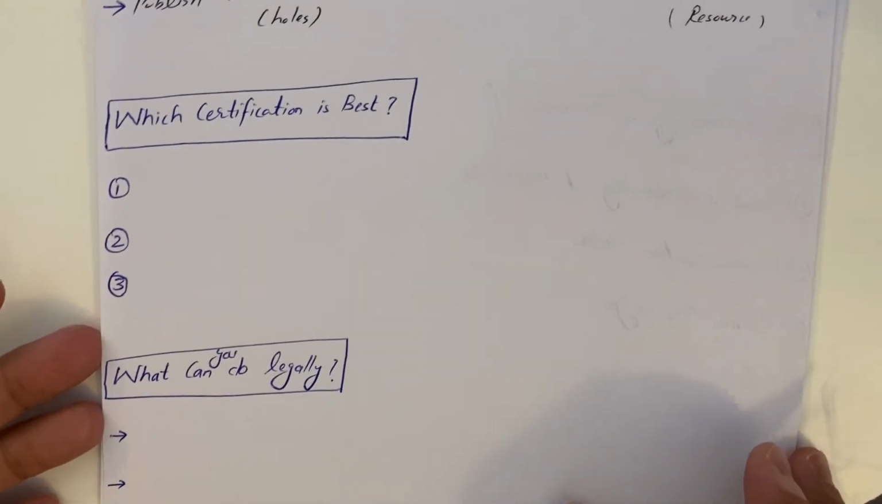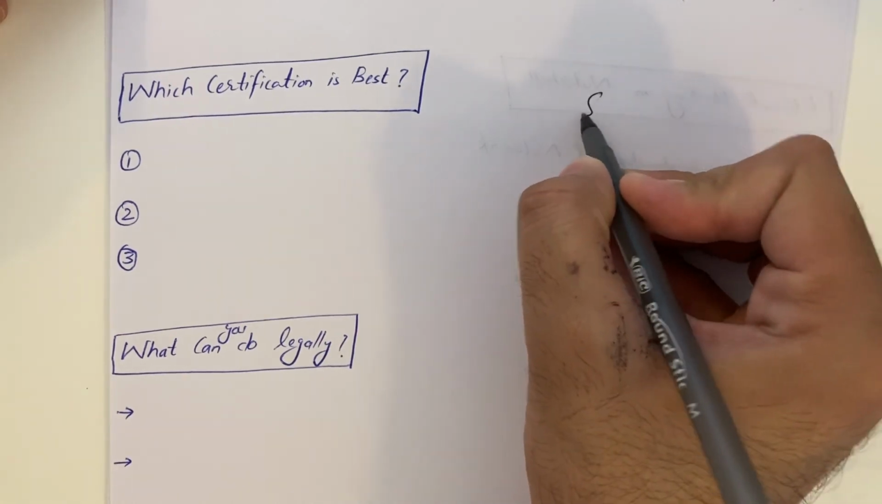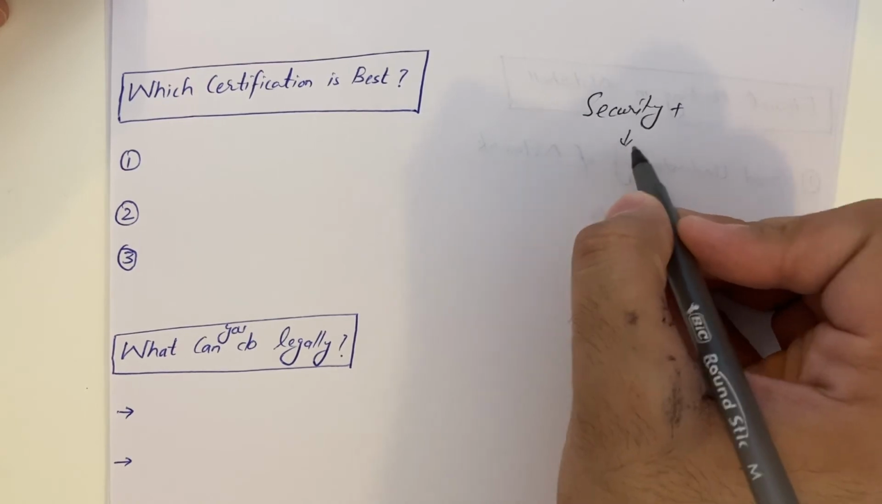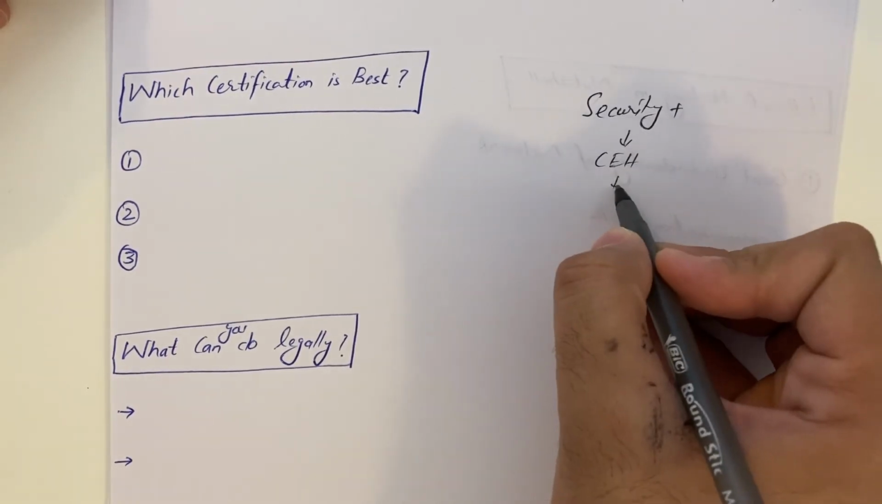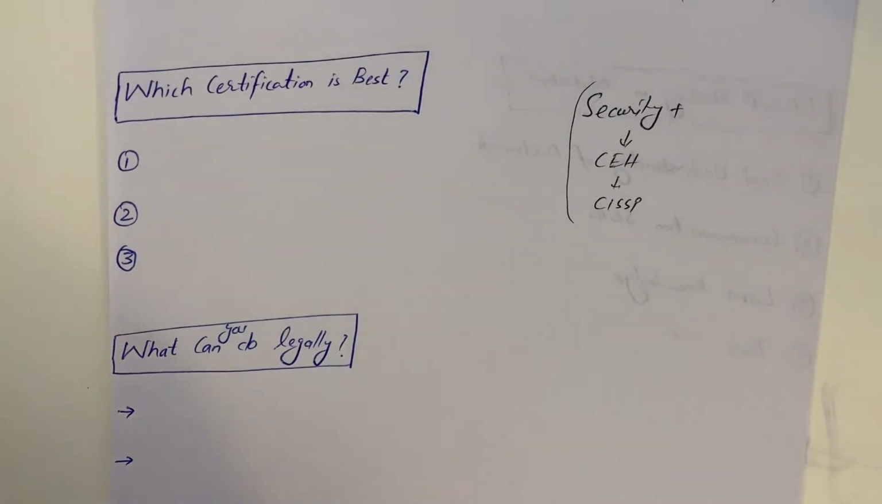Now, we have discussed many certifications, OSCP and all that stuff. So the most important question is which certification is best. It depends upon the scenario, the company sometimes, and the target audience as well. But what I believe is that you should start with Security Plus. After Security Plus, CEH. And after CEH, CISSP. This is basically a typical path for the good stuff.